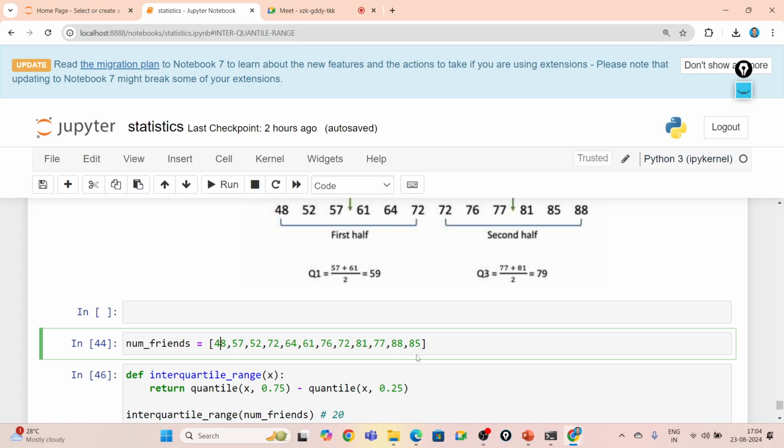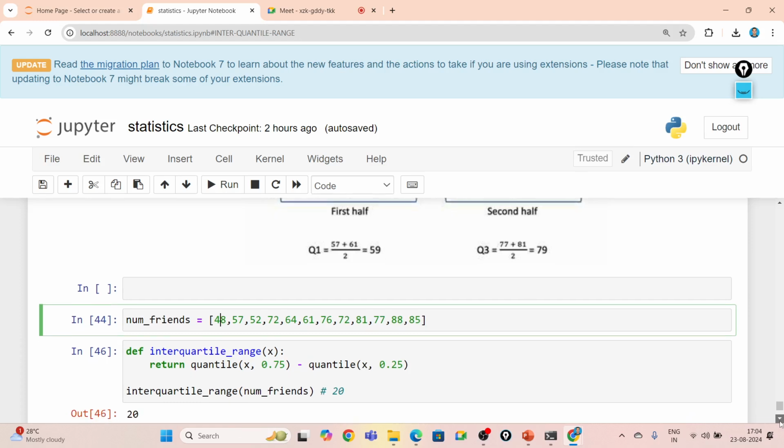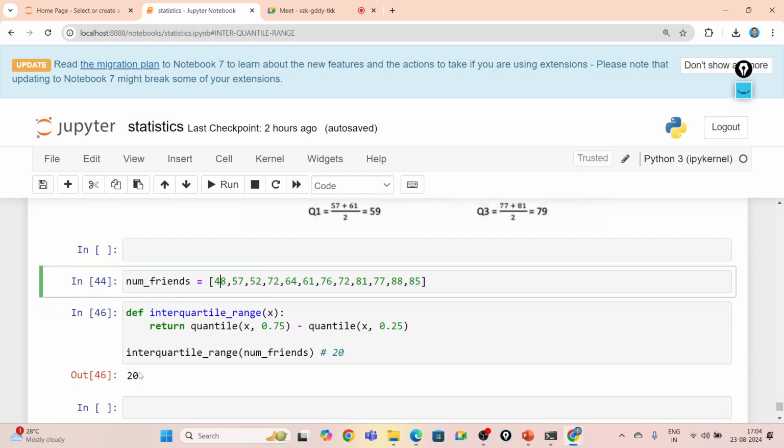Okay, so what is the median in this case? The middle values are 72 and 72. 72 plus 72 divided by 2 gives you the median. And your interquartile range has a value of 20. Is it clear?